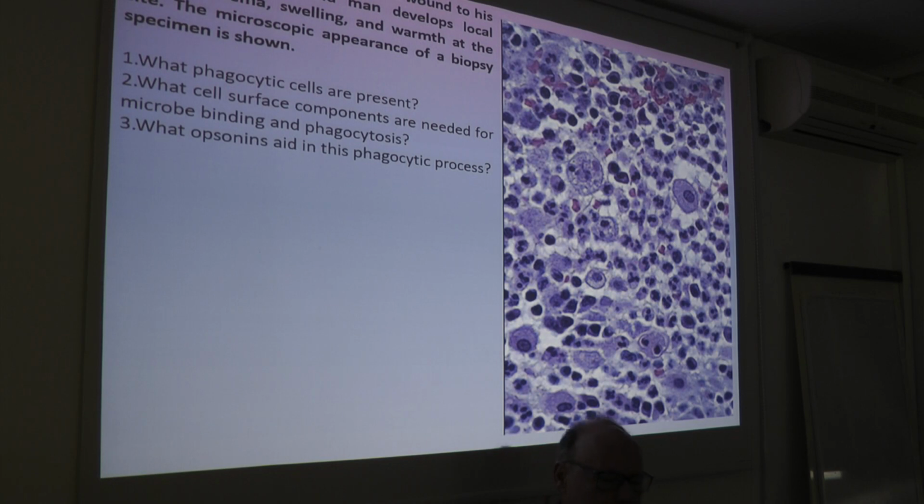inflammatory cell population. So, we have 1 week after a deep puncture wound to his forearm, a 40-year-old man develops local pain, erythema. Erythema means it becomes red. Why do inflammatory regions that we can see either on the skin or in a mucosa appear red? Who can explain that?